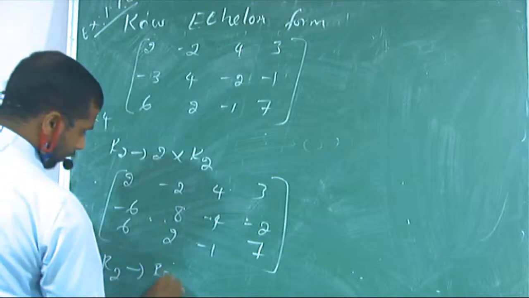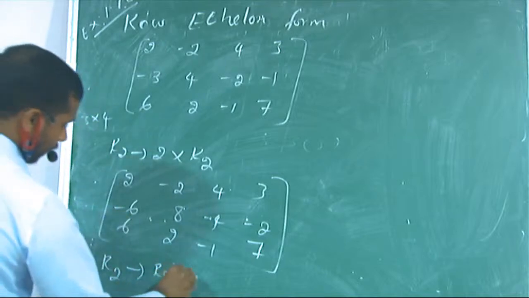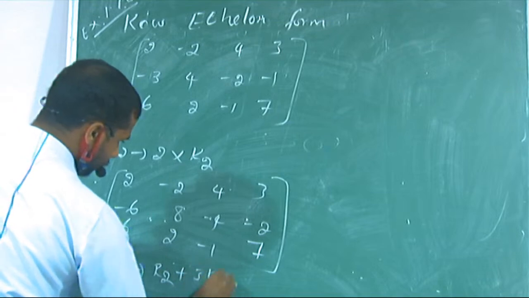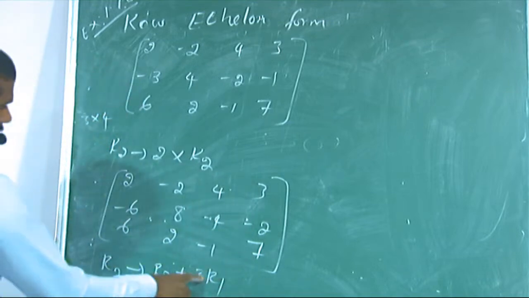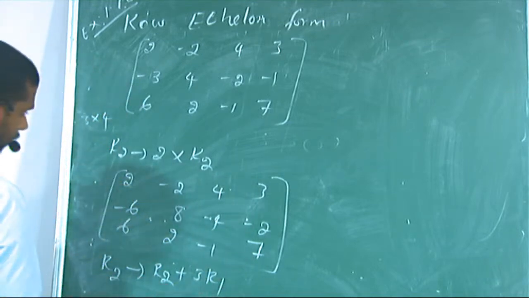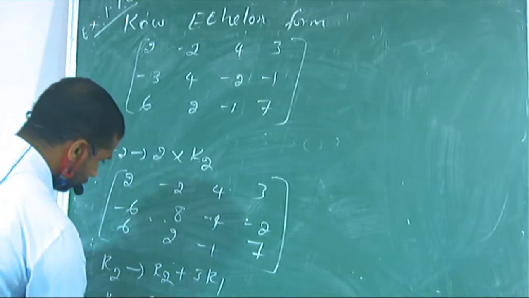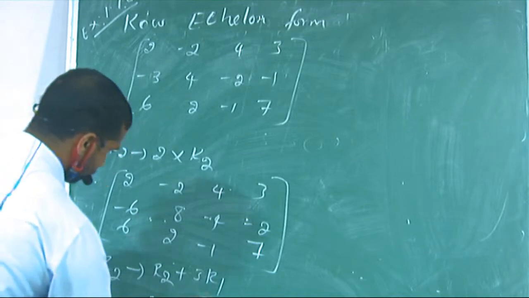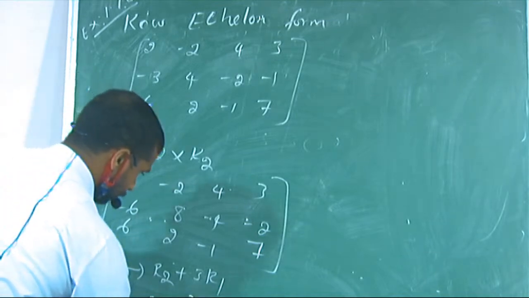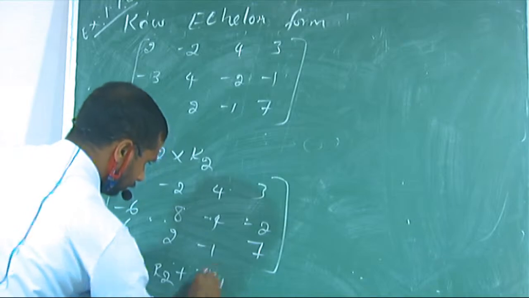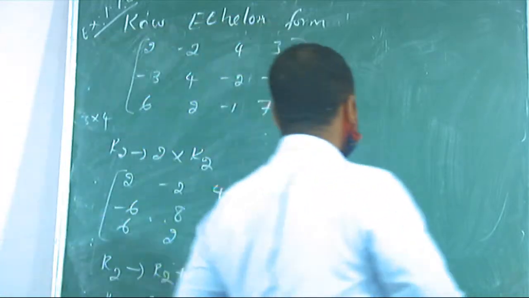R2 compare. There is minus sign is there. So R2 plus 3 into R1. 3 into R1 means 3 into 2, 6. So minus 6 plus 6 will be 0. Again, R3 means R3 minus 3 into R1. Compare it.